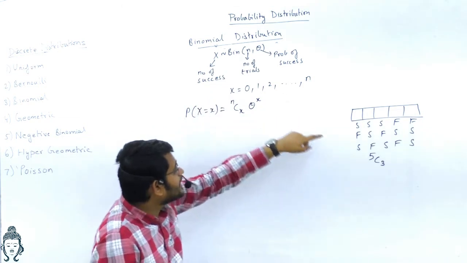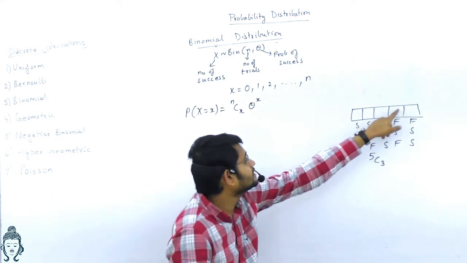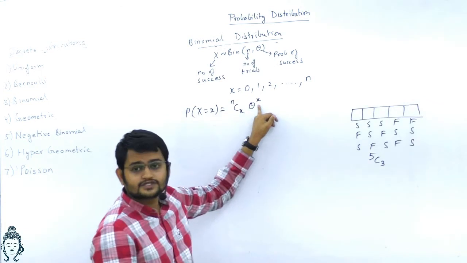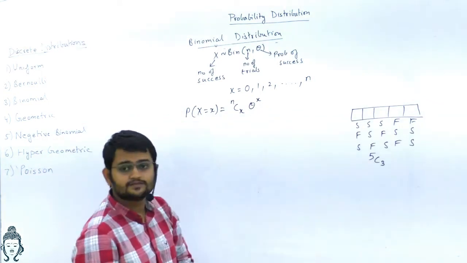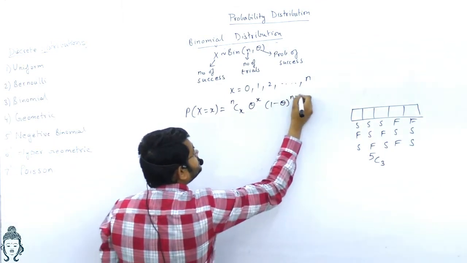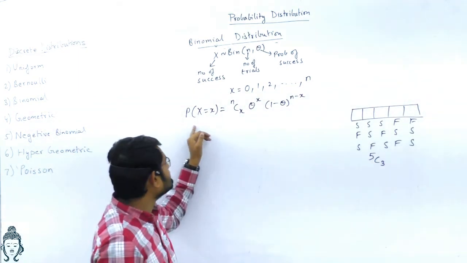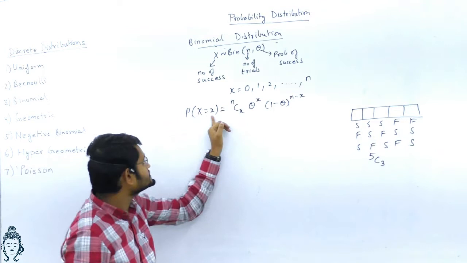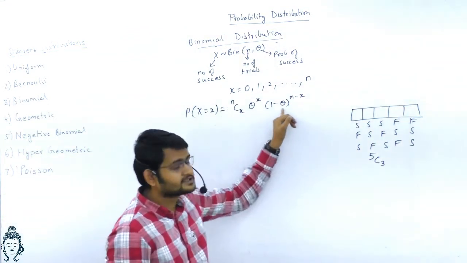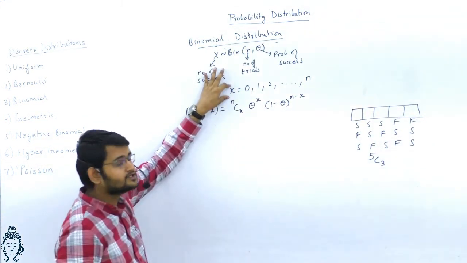So basically, the probability of the first being a success is theta, the probability of the second being a success is theta, and similarly the probability of this being a failure is 1 minus theta. So x number of successes will give theta raised to x multiplied, and we'll have n minus x failures. So out of n number of trials, the probability that I am going to get x number of successes is nothing but nCx theta raised to x, 1 minus theta raised to n minus x, where x can be anywhere between 0 to n.